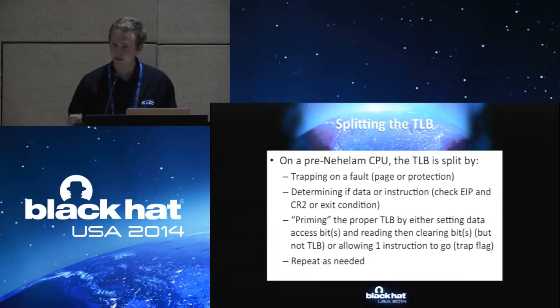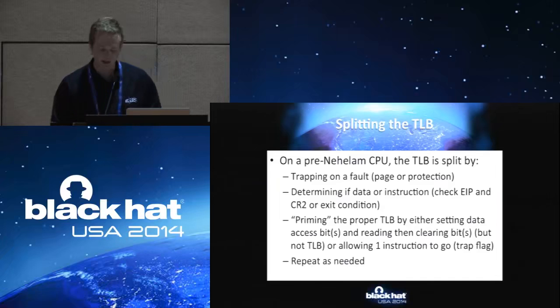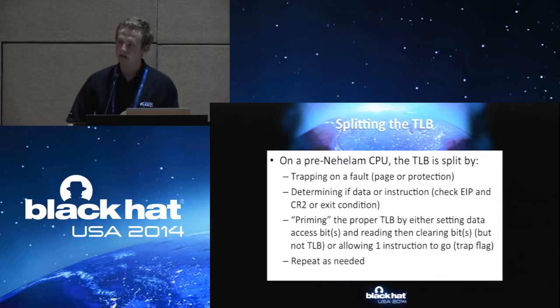Sure. So the question is why is it different from data and instruction cache? When you're priming the data cache, all you need to do is access memory as data, by doing something like a move EAX from that address, and that will go through the data fetch logic, and it will prime the data TLB. And so you can do that right in the kernel.